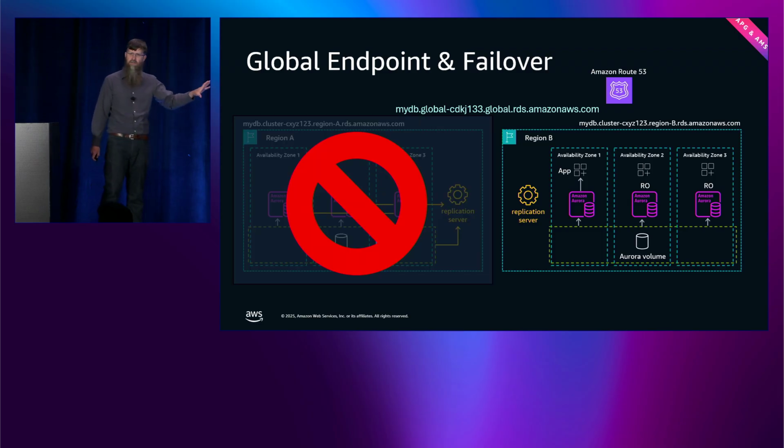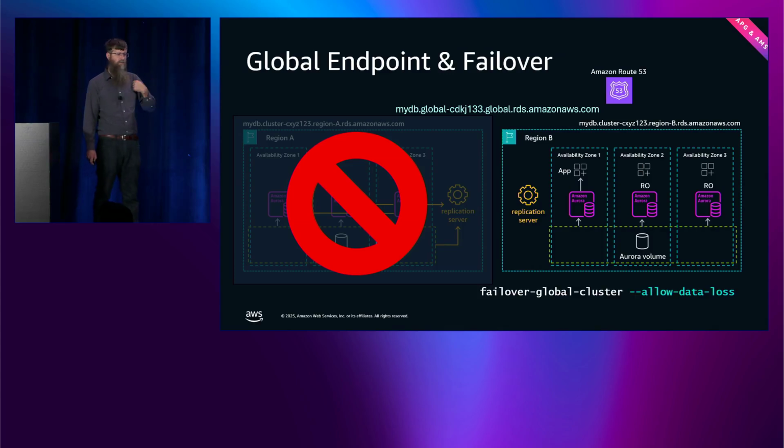So if there's some issue in region A, we've got that global endpoint name there, and you're going to trigger a failover first. We'll talk about that some more. That means the writer is going to move over to region B. This is a managed operation. You see that allow data loss flag down in the bottom corner there? That's to remind us all that this is asynchronous replication.